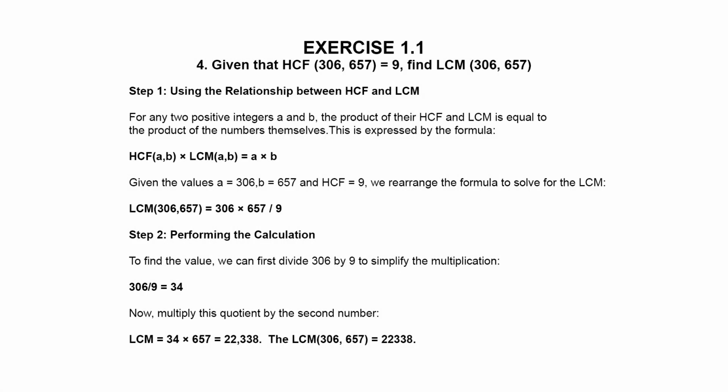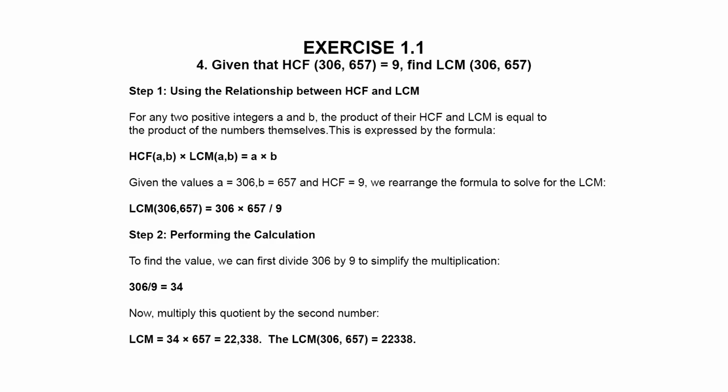Problem 4. Given that HCF of 306, 657 is equal to 9, find LCM of 306, 657. Step 1. Using the relationship between HCF and LCM. For any two positive integers a and b, the product of their HCF and LCM is equal to the product of the numbers themselves. This is expressed by the formula: HCF of a, b into LCM of a, b is equal to a into b.